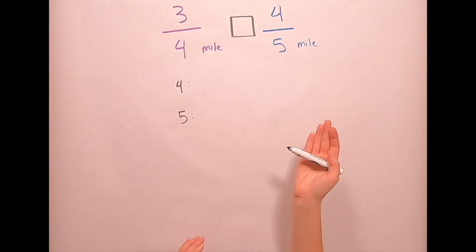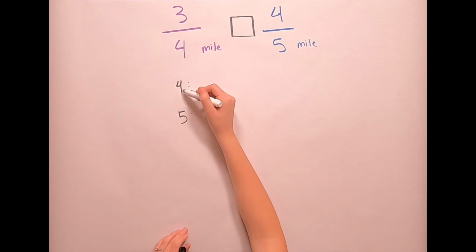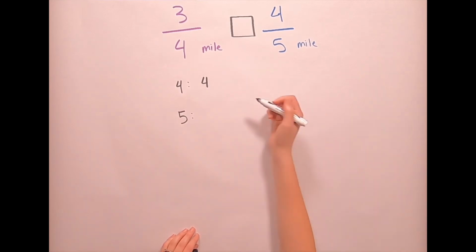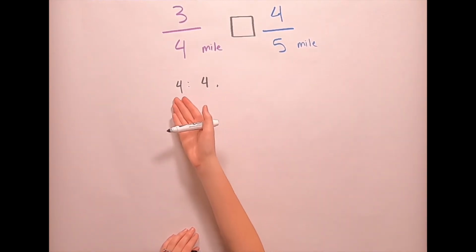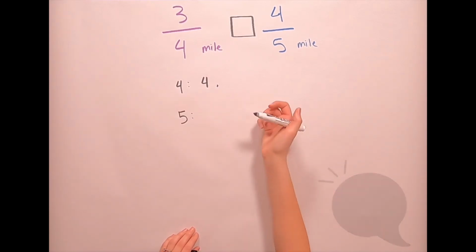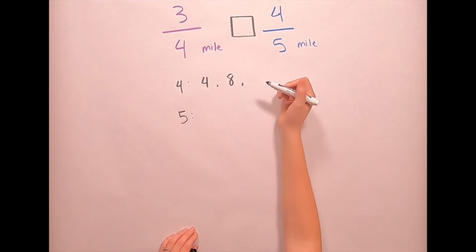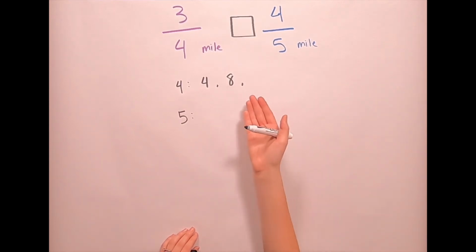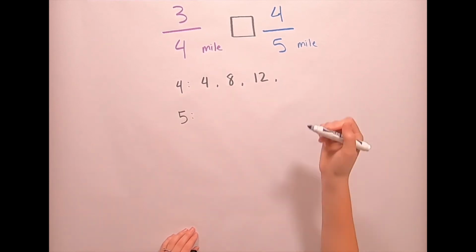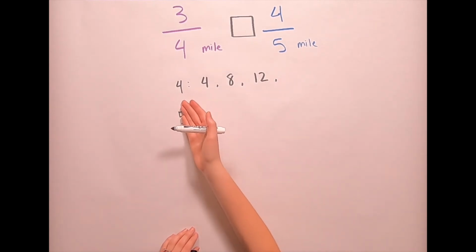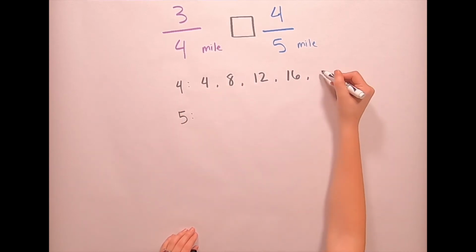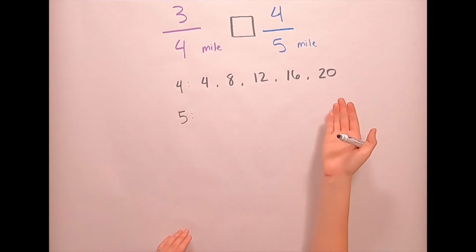Let's write these multiples out. Let's take any number, we'll just say 1, and multiply it by 4. 1 times 4 is 4. So we know that 4 is a multiple of 4. Now what about 4 times 2? 4 times 2 is 8. So 8 is a multiple of 4. Let's keep going. 4 times 3 is 12. And 4 times 4 is 16. 4 times 5 is 20. And we'll go ahead and stop there.